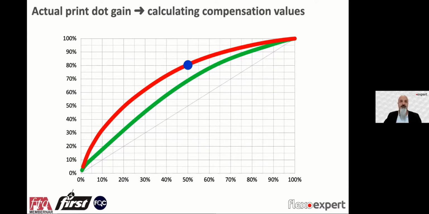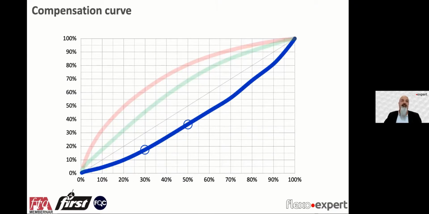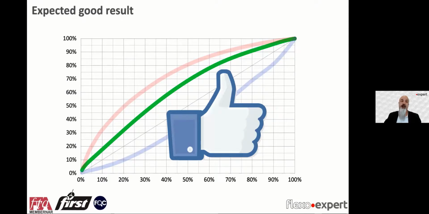So what value printed 70? Okay, it was something like 36. Let's pull down 50 to 36. And what about 30? It was supposed to print 45, but it printed 62. What was printing 45? 17. Okay, our 30% will be compensated down to 17. We do this for all the tone values that are needed to describe our compensation curve. And this will allow us to match the target reference curve.